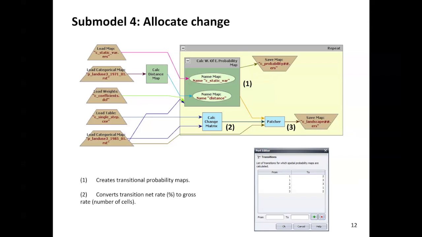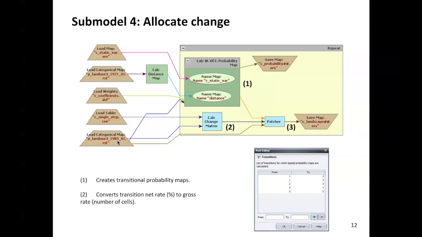To allocate change, load all necessary final inputs into the workspace. These include driver variable maps, the static variable map, raster cube, and distance to built 1971. The weights of evidence coefficients, the single-step matrix table, the landscape at the beginning of the prediction interval, and our prediction interval is 1985 to 1999, so we will load the 1985 land use categorical map.